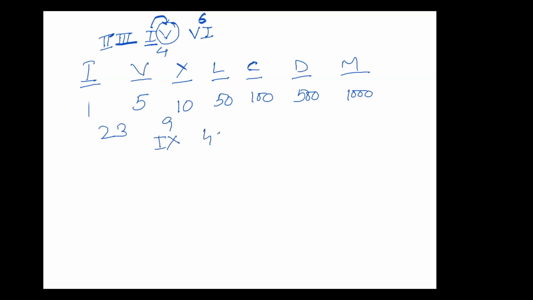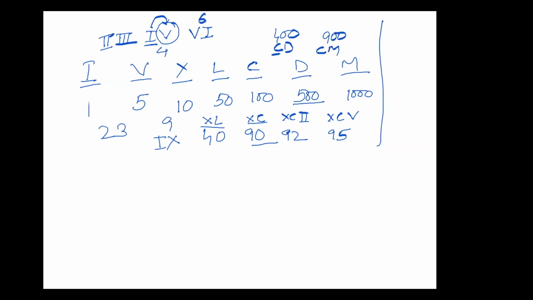For 40, we will have XL, which is 50 minus 10. 90 will be on the same lines, XC, 100 minus 10. The number in between 90 to 100 will always be XC plus the value in addition to 90, which means 92 would be XC and 2 I's. Similarly, 95 will be XC and V. Now, on the same lines, if we want to reach 400, it is CD, which is 500 minus 100. That's why C is before D. On the same lines, 900 will be CM.